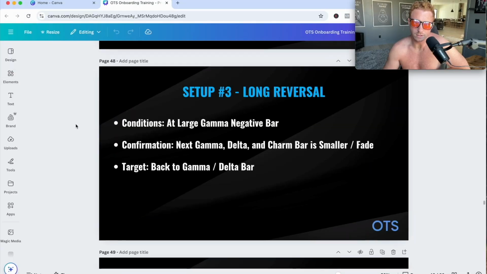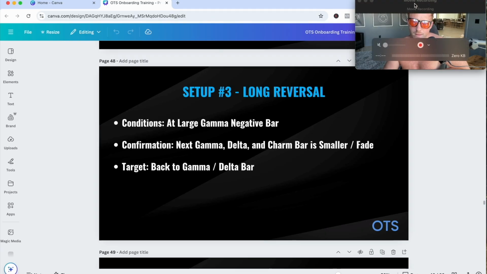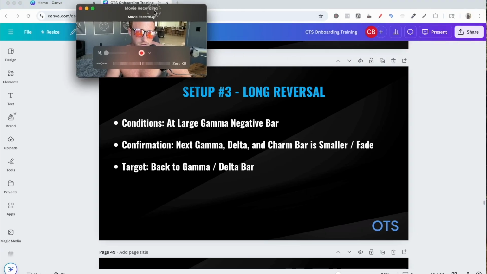All right, guys, had to take a little break there. But anyways, moving on, setup number 3 and 4 are kind of like just reversal trades where the first two are basically trend pullbacks. So this is going to be the long reversal. Okay, so the conditions are you want to see us at a large gamma negative bar. All right, that's going to act as defense. Let me actually move myself.